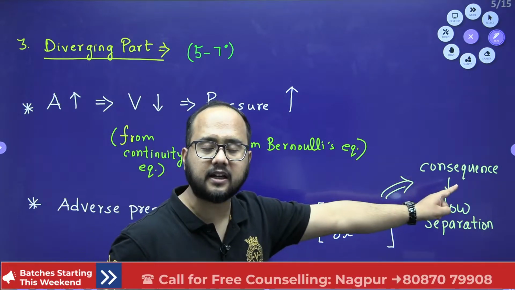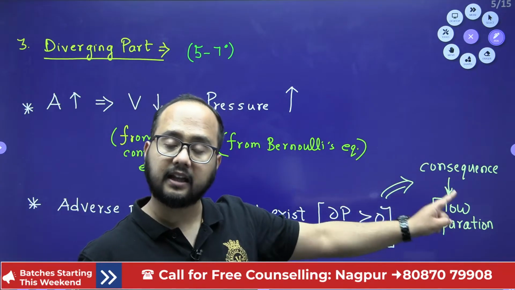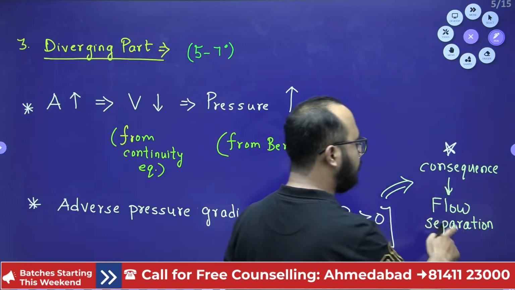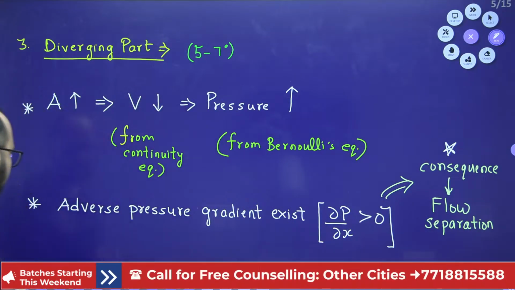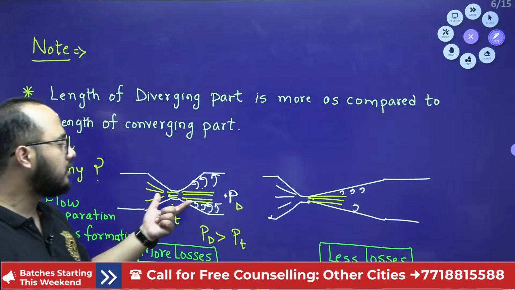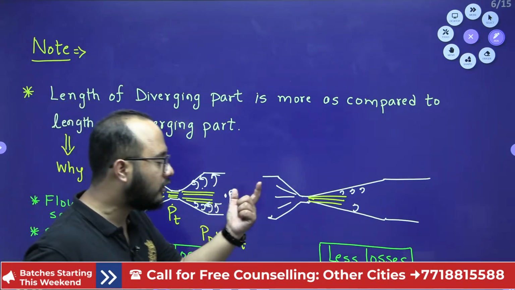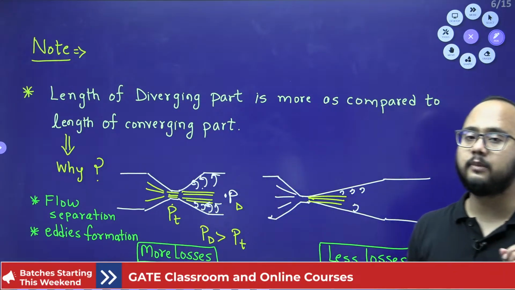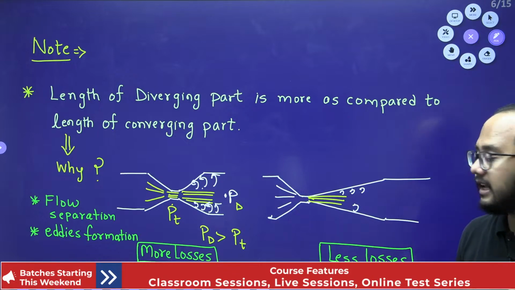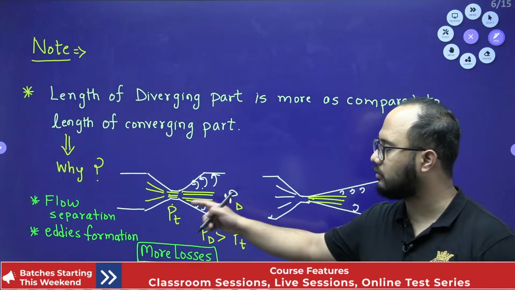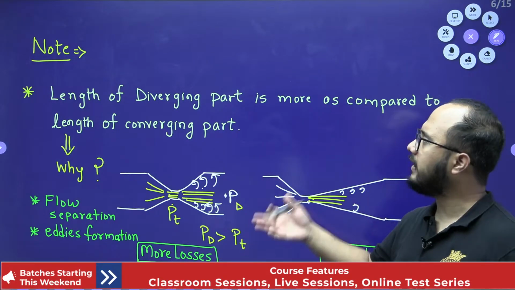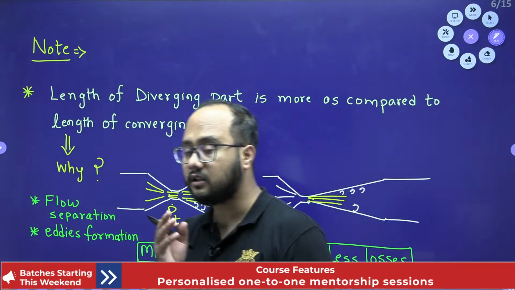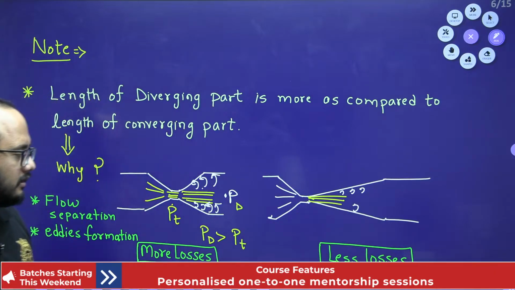Consequence of adverse pressure gradient: flow separation. Very, very important point. What is the consequence of adverse pressure gradient? Flow separation will be there. And after that, why should the length of the diverging part be more as compared to the converging part? This point you should remember always. Why is the length of the diverging part more as compared to the converging part, or why is the angle less for the diverging part as compared to converging? Questions like that they can frame in the interviews also.